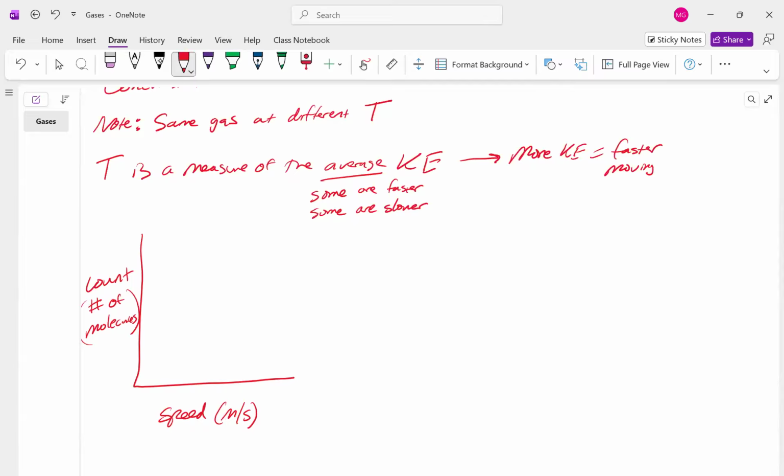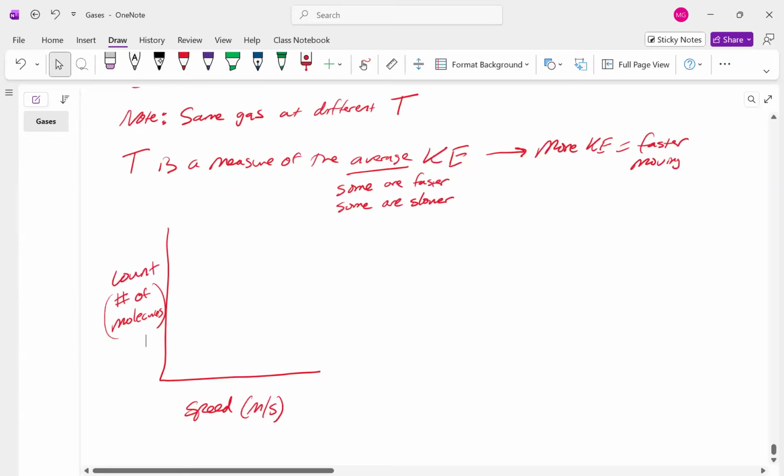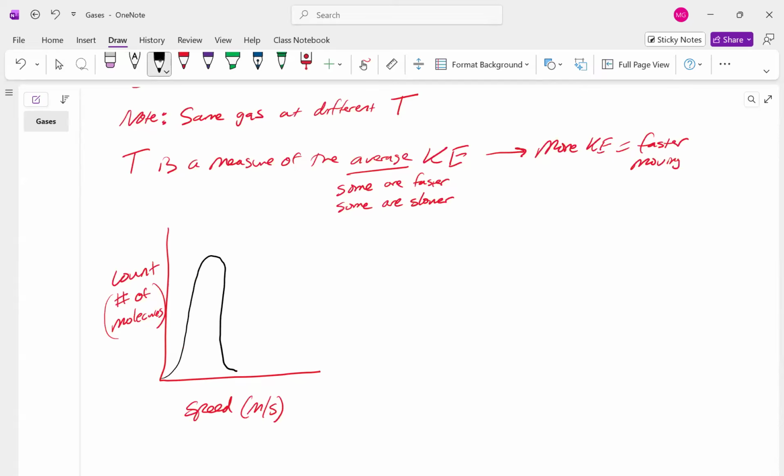Now this curve is going to look different depending on if the gas is at low temperature or high temperature. So let's look at the low temperature conditions here. If it's at a low temperature, then most of the molecules will be at a low speed, but our curve looks like this. Okay, and here's our average. And again, that's for a gas at a low temperature.